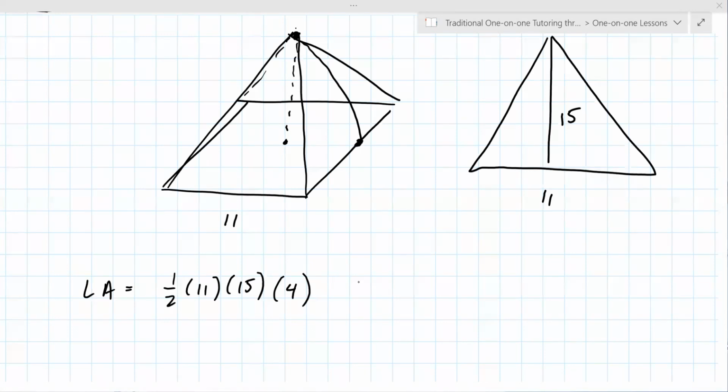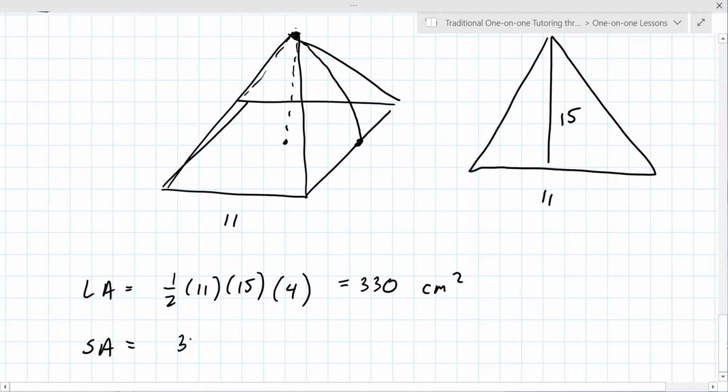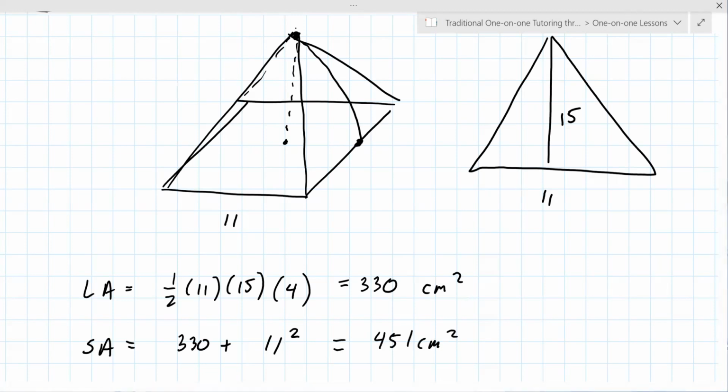330. Okay. And that's centimeters squared. Now the surface area, it's 330 plus the area of the base. The area of a base is a square. 451. Yes, that's what I got also. All right, fantastic.